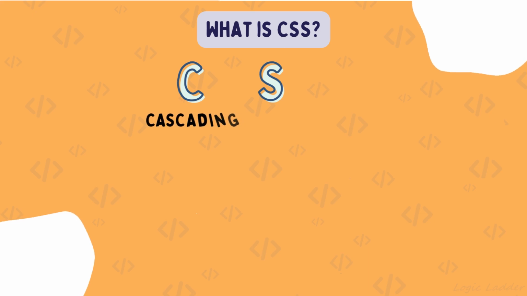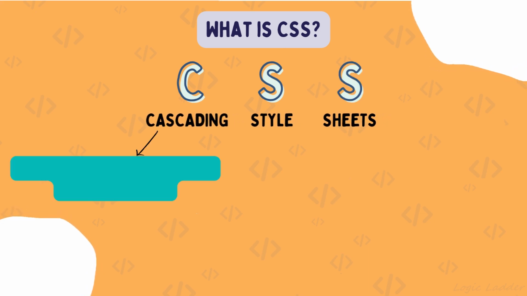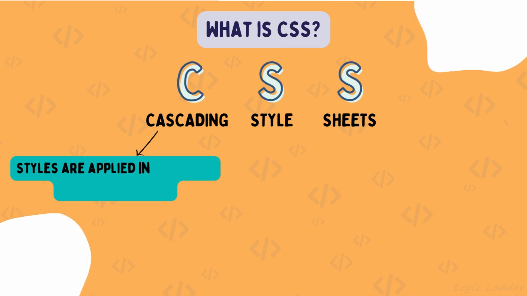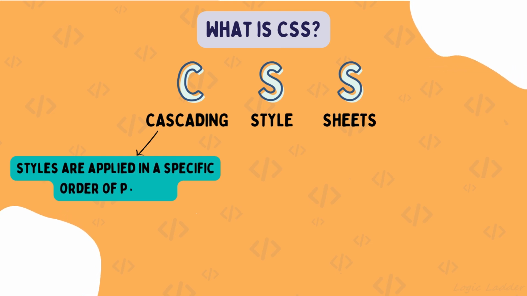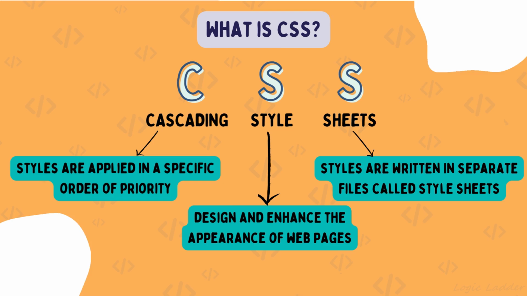CSS stands for Cascading Style Sheets. Let's break this down. Cascading. This means that styles are applied in a specific order of priority. We'll learn more about this in later lessons. Style. It is used to design and enhance the appearance of web pages. Sheets. The styles are written in separate files called style sheets that define how the web page looks.